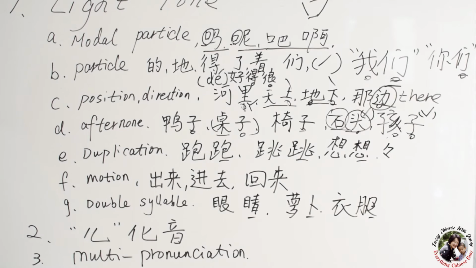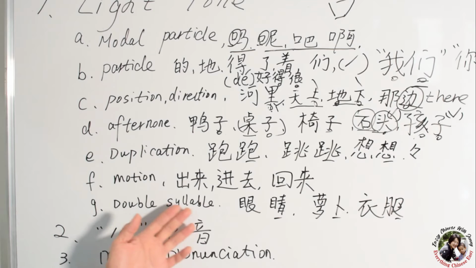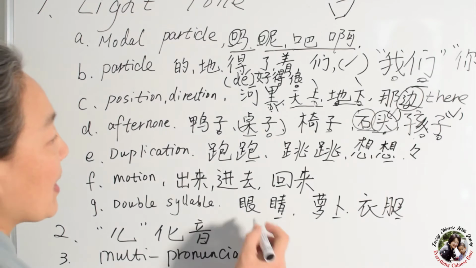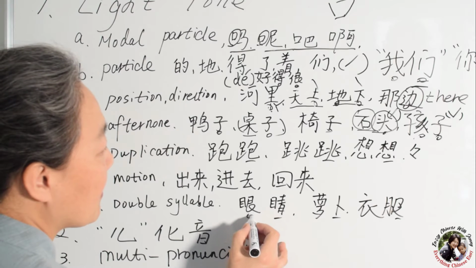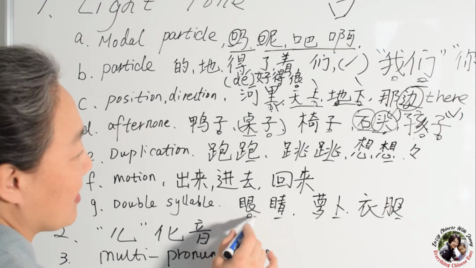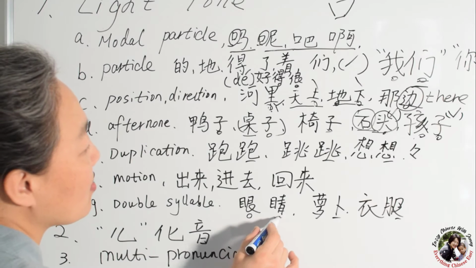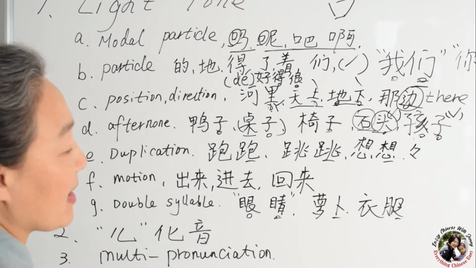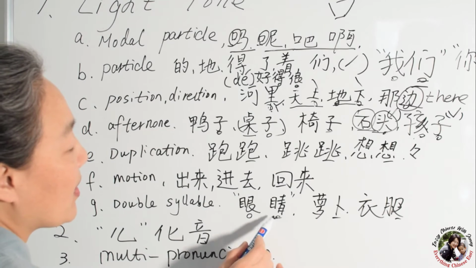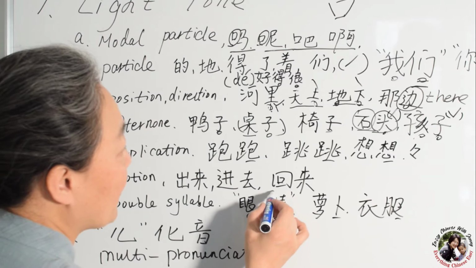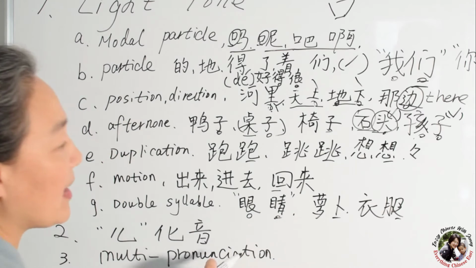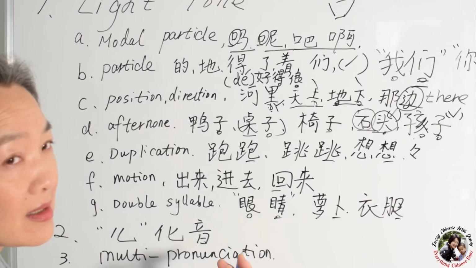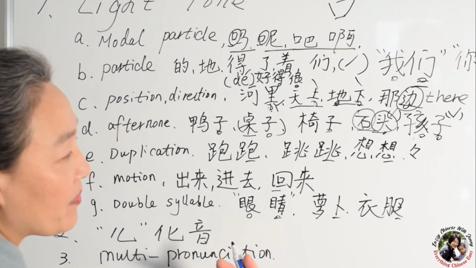And also some other double syllable words. For example, 眼 means eyes. 睛 also means eyes. And together, the same meaning, eyes. But for the second word, you give a light touch tone. Instead of the first tone, you don't say 眼睛 with the full tone, you say 眼睛 with the light tone. See the second one, 眼睛.